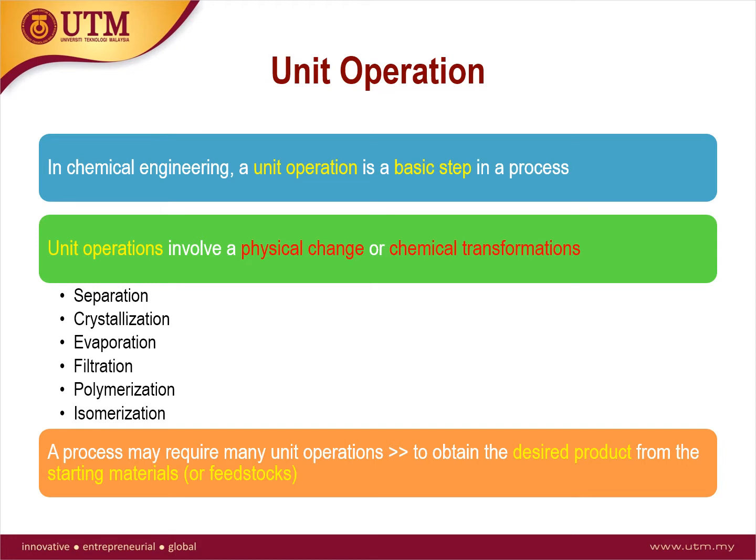There are many types of unit operation that involve a physical or chemical transformation, such as separation, crystallization, evaporation, filtration, polymerization, and isomerization. In order for us to determine the physical change or chemical transformation, we have to identify the phase changes, okay, such as separation. There are many types of separation.